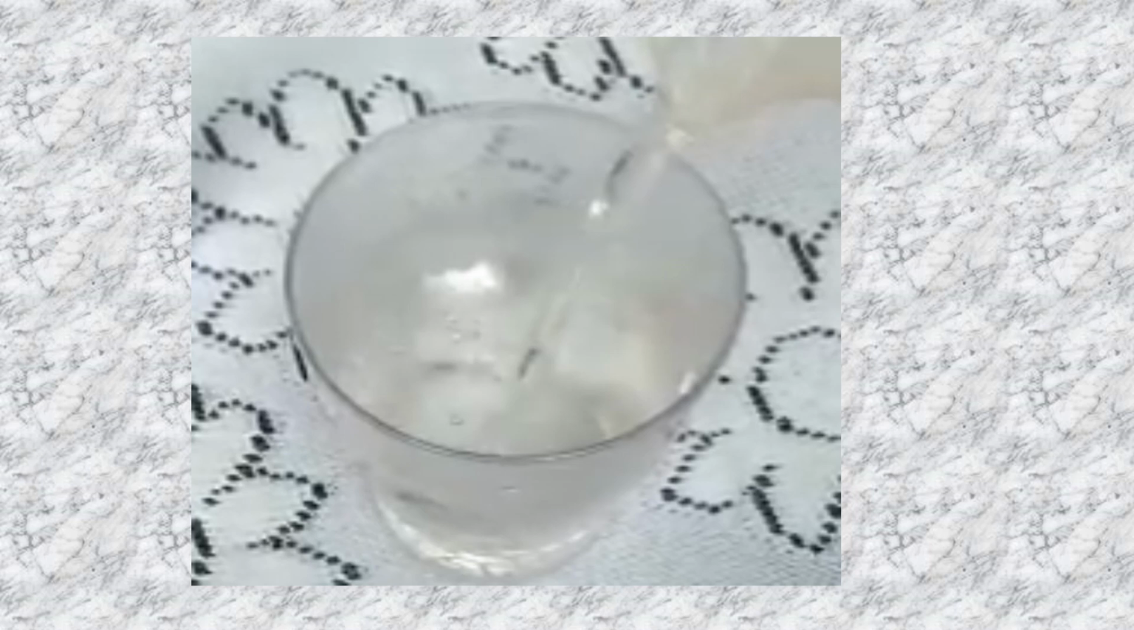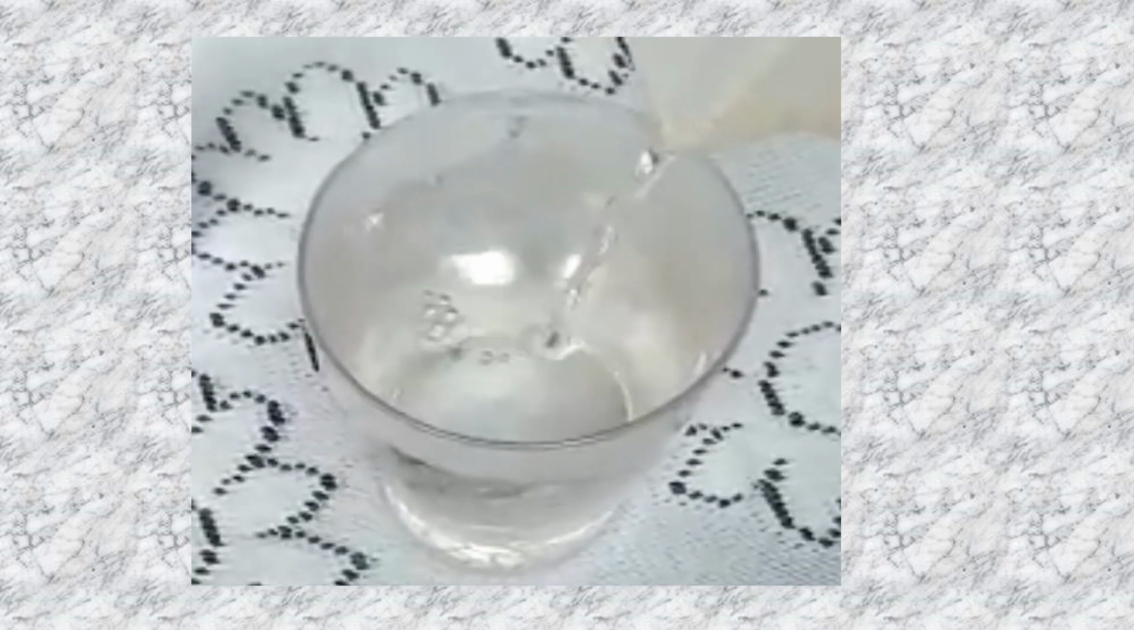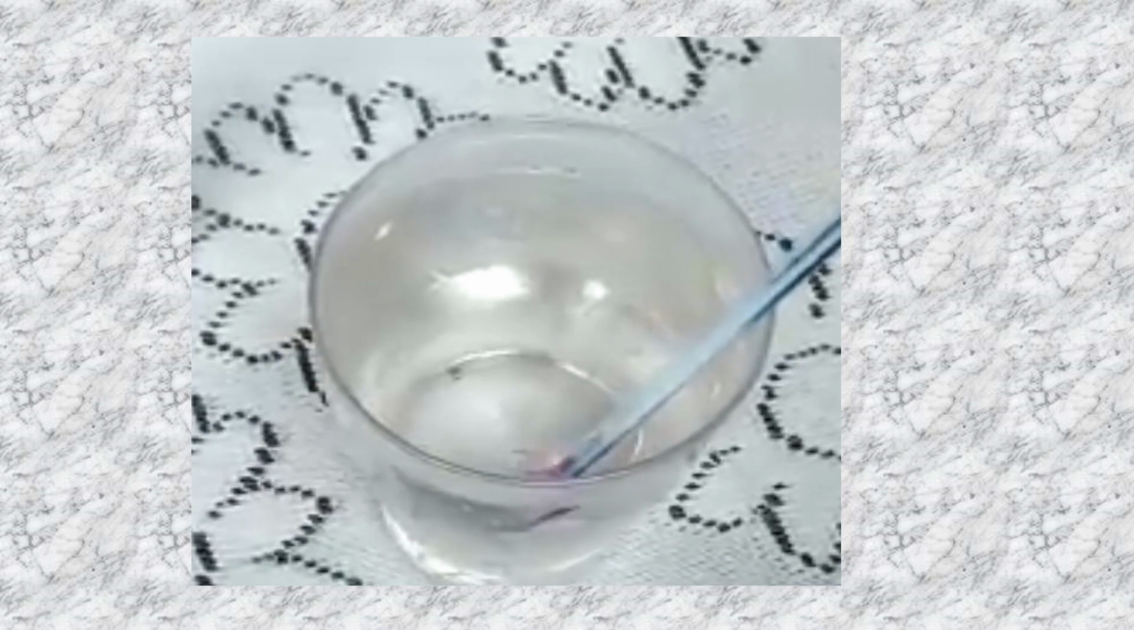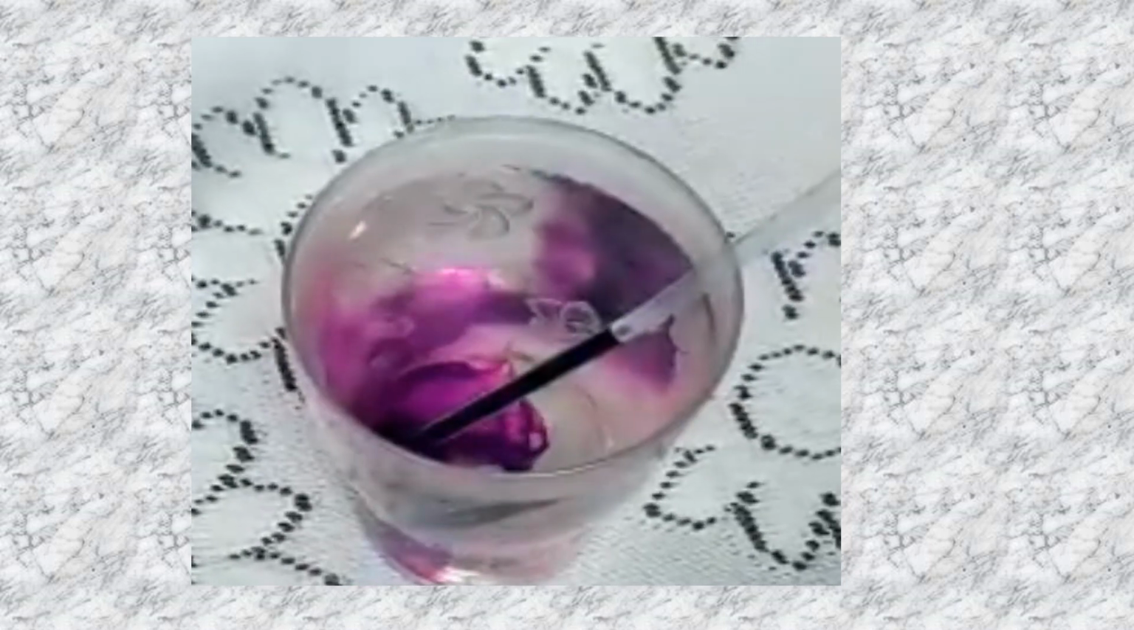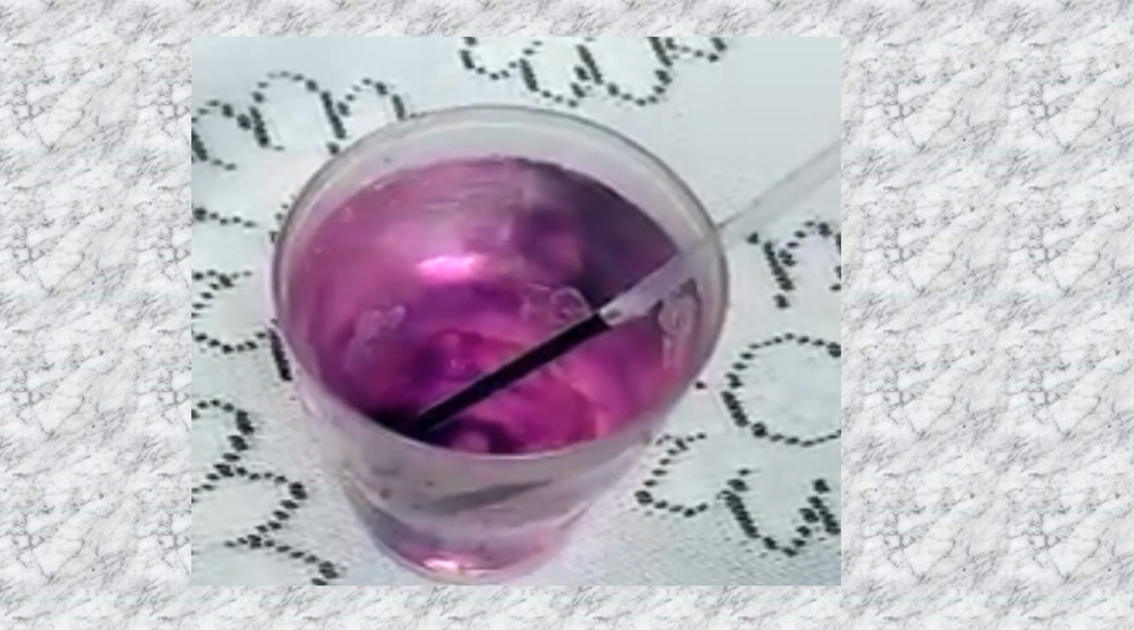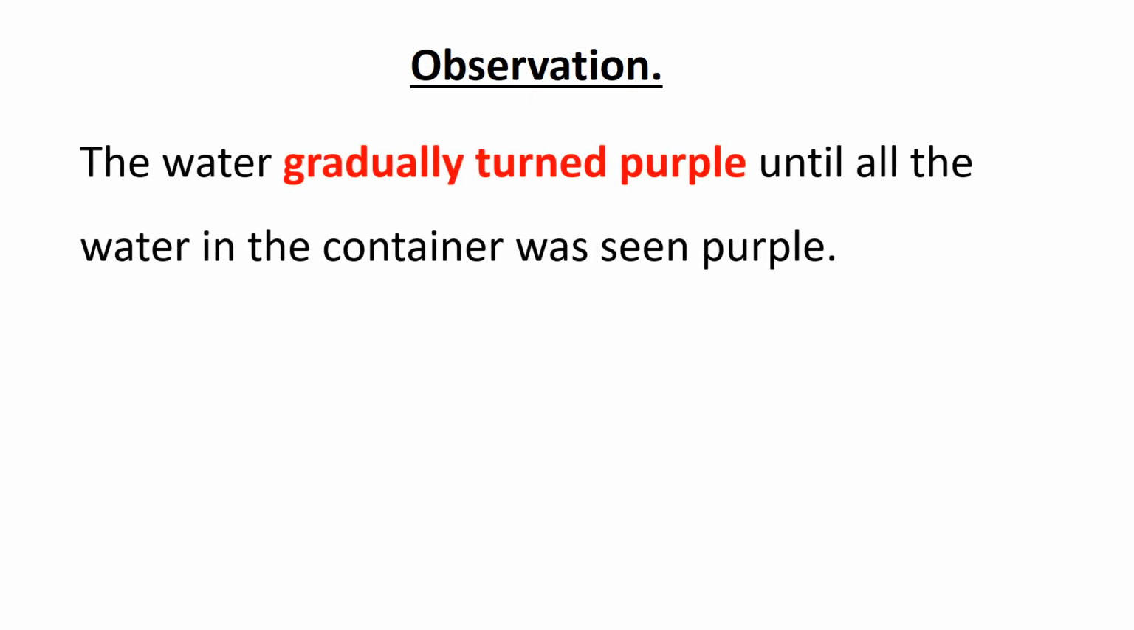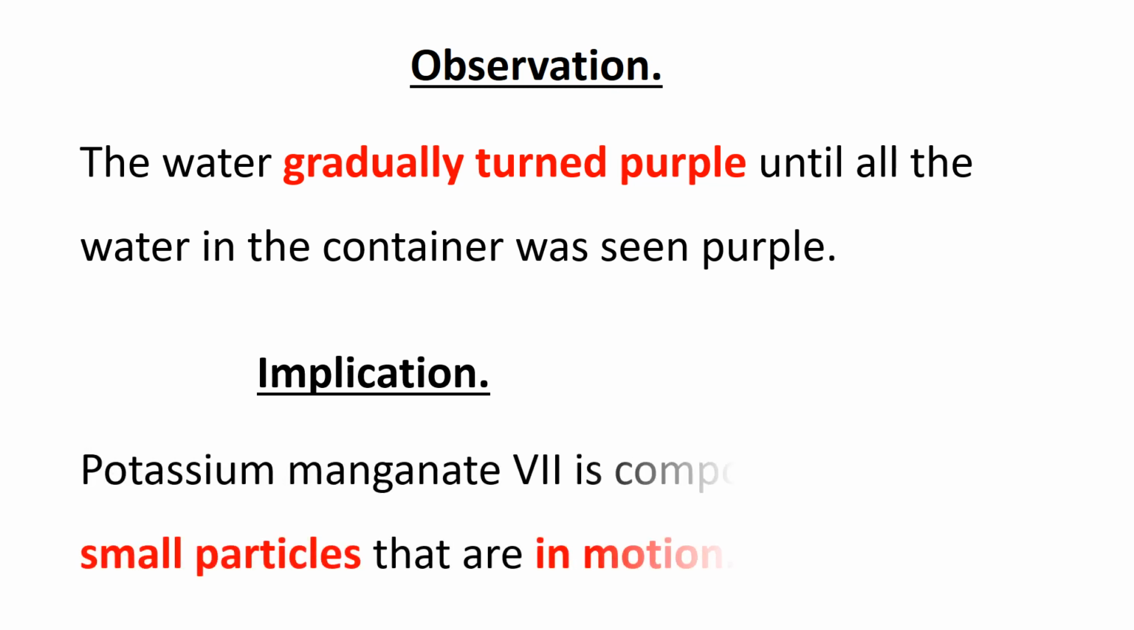This is our container. We put some water in it, then drop some potassium manganate 7 at the bottom. What do we observe? Our observation. We observe that the water gradually turned purple until all the water in the container was seen purple. Implication. This implies that potassium manganate 7 is composed of too many small particles that are in motion.